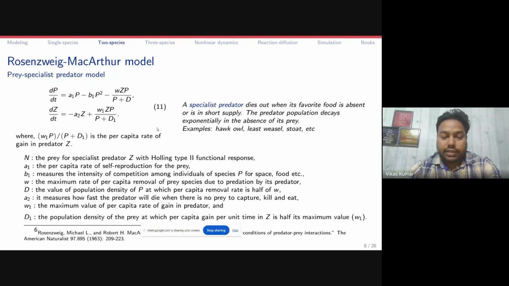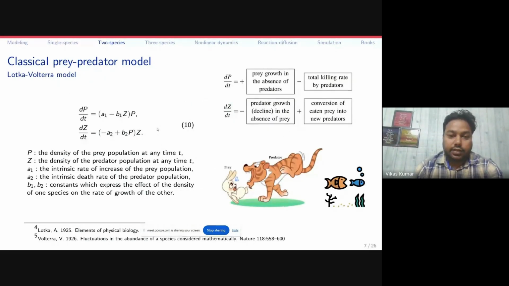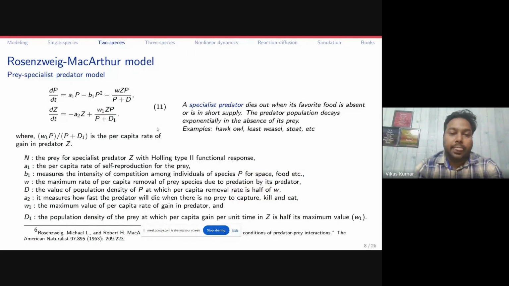The second thing that changed is that in model 10, you can see there was the interaction B1ZP, but it has changed to a rational function here. This rational function was the Holling type II functional response. I will talk about the functional response later. It shows the interaction between prey and predator with some functions, and it could be linear functions, rational functions of different forms, or exponential functions.